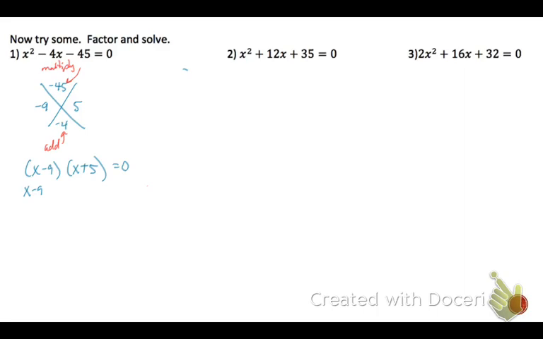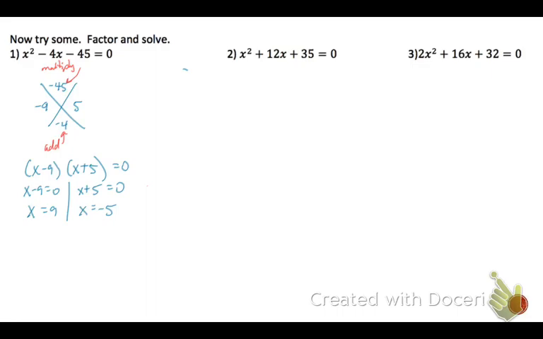Notice now that we have it set equal to 0, so that means we need to go ahead and solve. So using our zero product property rule, we're going to set each of those factors, x minus 9 and x plus 5, equal to 0, and then just do the simple solving. So our two solutions for this quadratic are 9 and negative 5. That means if we graphed this, it would open up and it would cross the x-axis where x is 9 and where x is negative 5.